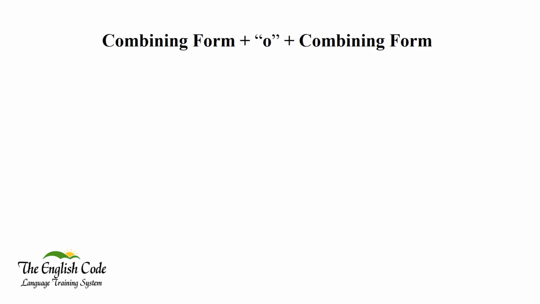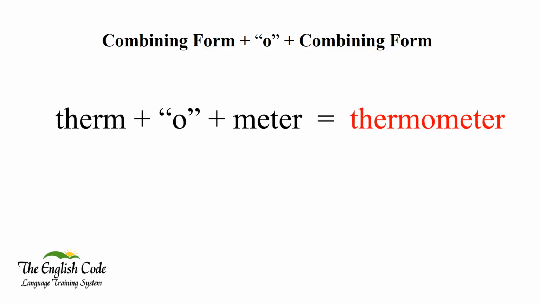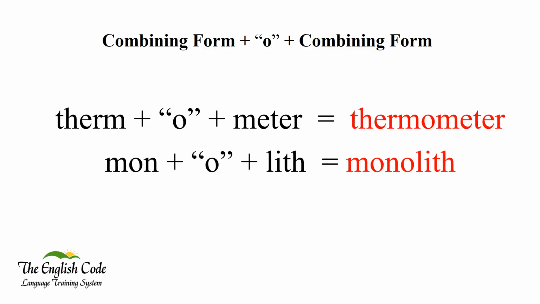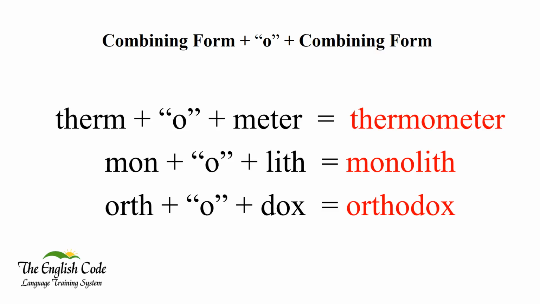For combining form plus connective O plus combining form, we have therm, which means heat, O, and meter, which means measure. We combine them, we get thermometer, and a thermometer measures heat. We have mon, which means one, O, and lith, which means stone. We get monolith, which is one giant stone. Or we have orth, which means straight, plus the connective O, plus dox, which means belief. We combine them, we get orthodox, straight beliefs.